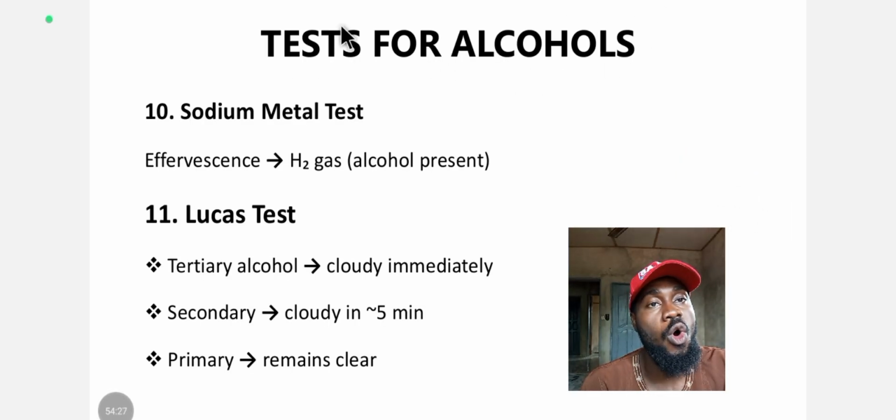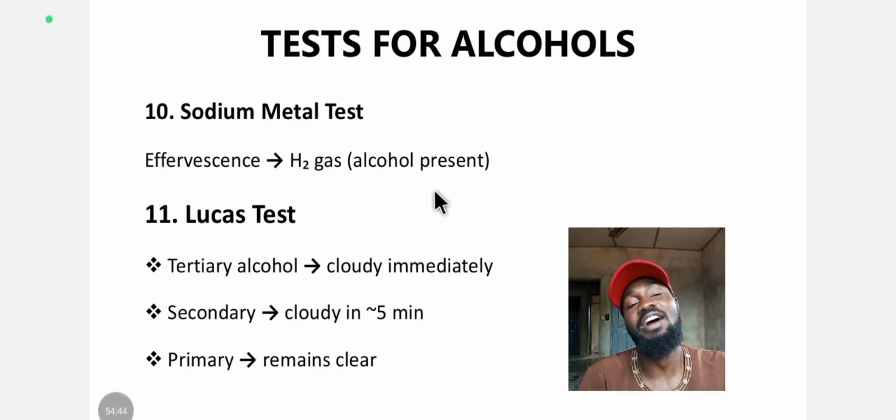Test for alcohol. The first we have here is number 10, the sodium metal test. What happens? Effervescence occurs, so hydrogen gas is liberated, and that shows that alcohol is present.